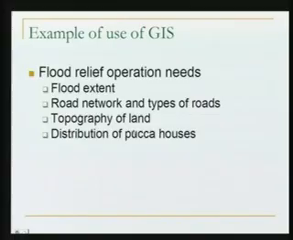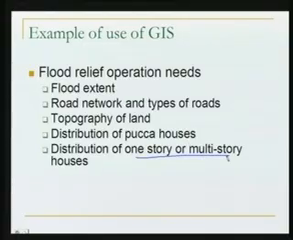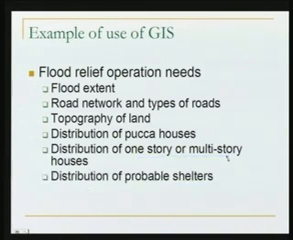We need to know about the pakka houses, because if you know about the pakka houses, the school buildings, any government building there, we know these are the buildings which will not be damaged. So the chances are people are occupying these buildings because these are not damaged. Also the distribution of where the one story and multi-story houses are. We need to know the probable shelters, where the people are really staying in the event of the flood.